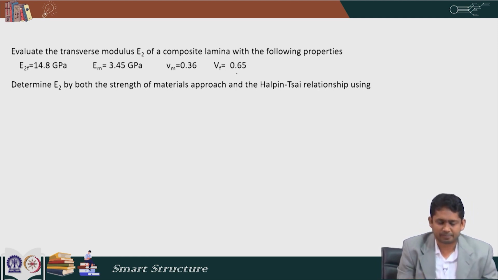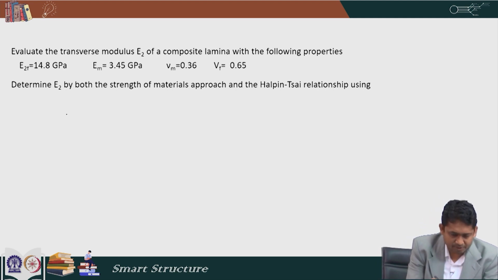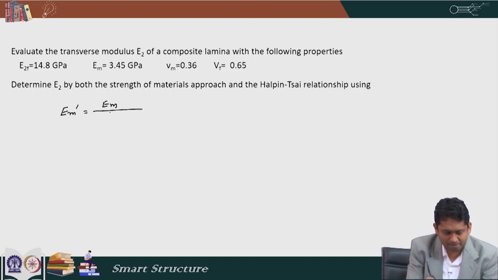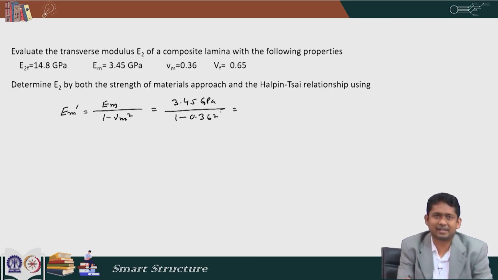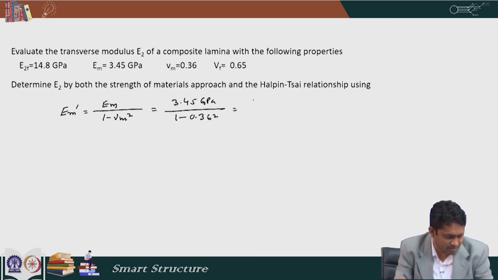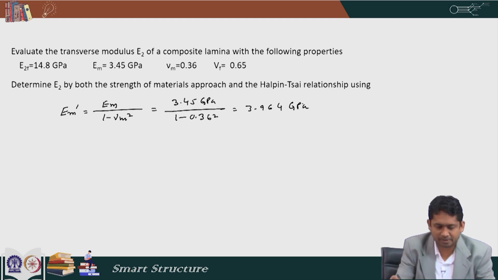Now, to do this, first we need to find Em star, and Em star is Em divided by 1 minus nu m squared. So, 3.45 GPa divided by 1 minus 0.36 squared, and that gives Em star as 3.964 GPa.